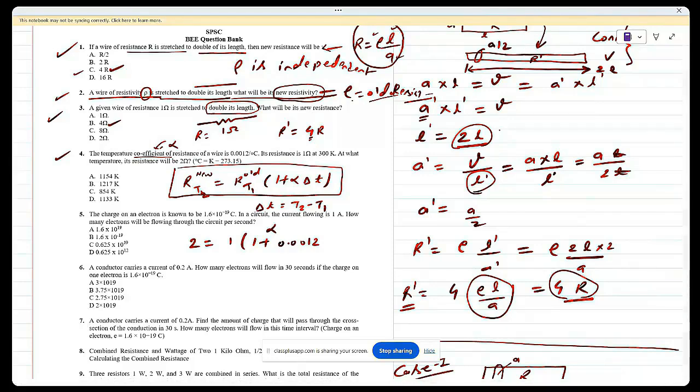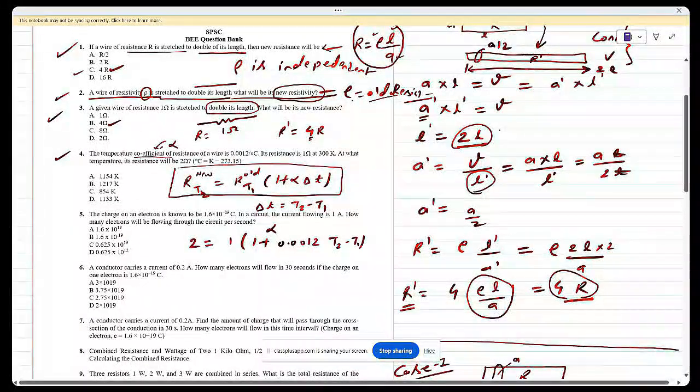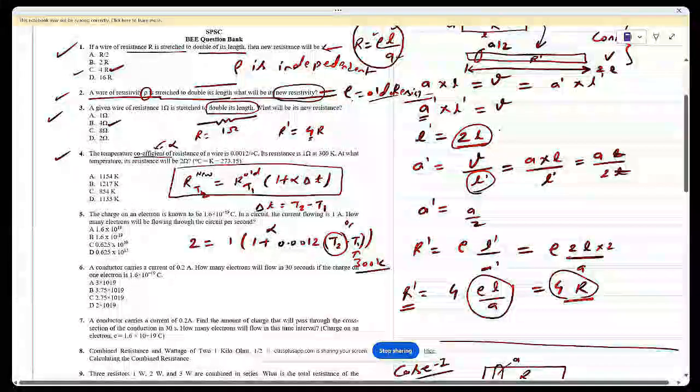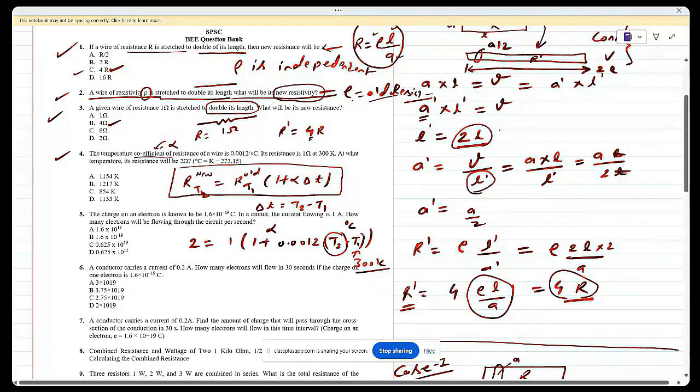Earlier its resistance is 1 ohm at 300 K. At what temperature will its resistance be 2 ohm? Means it is asking about T2 minus T1. And what is the value of T1? The value of T1 is equal to 300 Kelvin. You have to find out the value of T2. But one more thing, for T1 and T2 you can use the degree centigrade scale. But what is the temperature given here? 300 Kelvin. So one relation is also mentioned here: degree centigrade is equal to Kelvin minus 273.